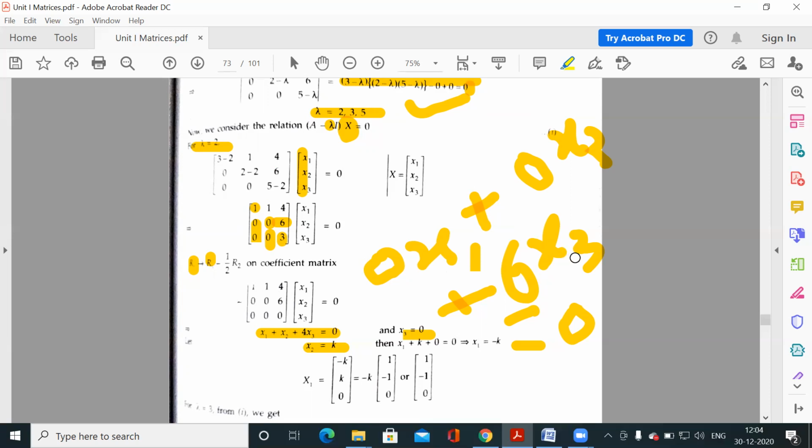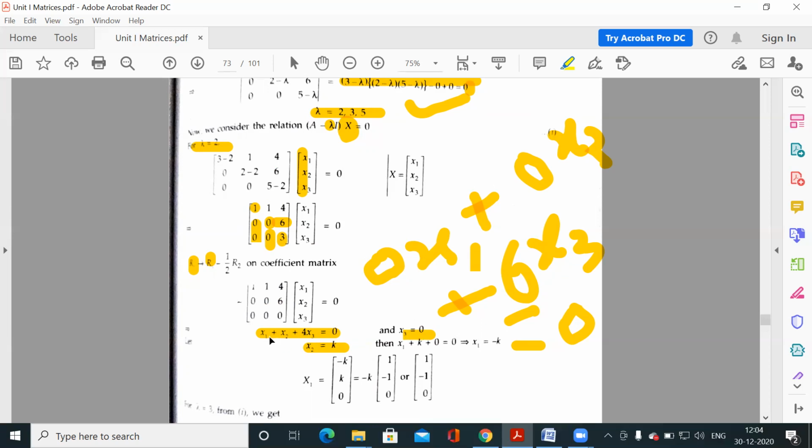Because if x3 is independent, suppose k means you can take 1, so x1 may be anything, x2 may be anything, these are 0. Now to make this term equal to 0, we have to make x3 0. So x3 is not independent, so we cannot give x3 as k. We have to make either x1 independent or x2 independent. So x3 is not independent from this equation. This must be 0 only. So for x3 it is 0. So we have set x2 as k. So you can set x1 as k also.